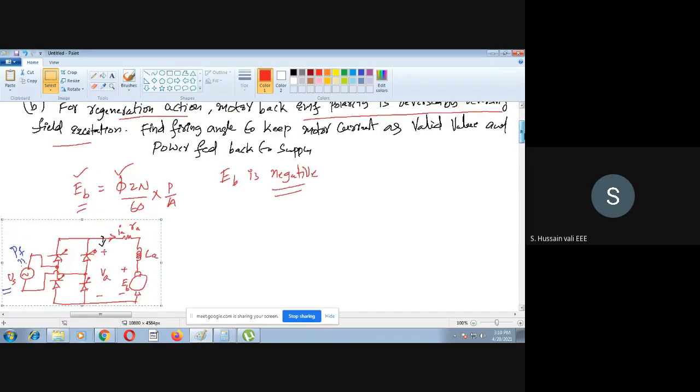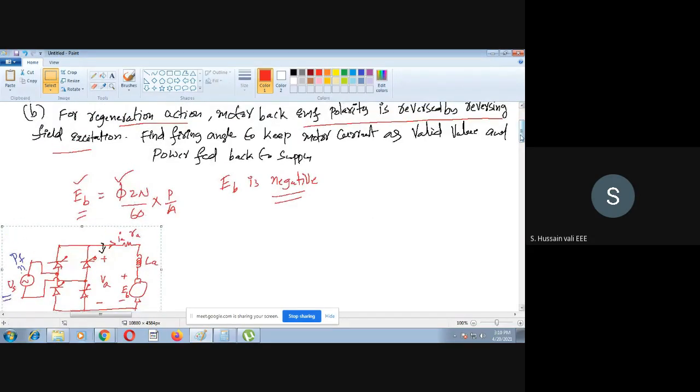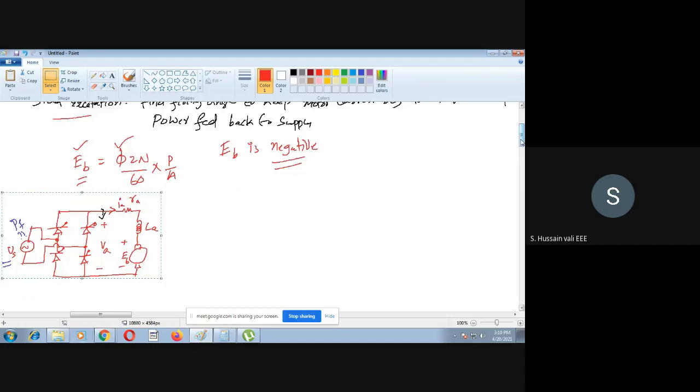So this is your motor. Now what is meant by regenerative action is that the motor is working as a generator. It means a motor generally takes power, but this time the motor will give the power back.